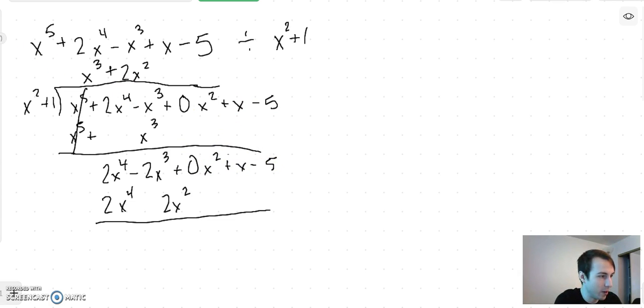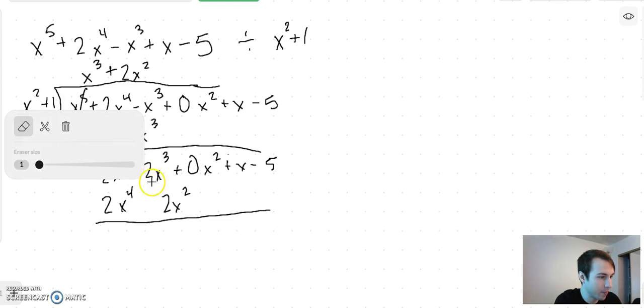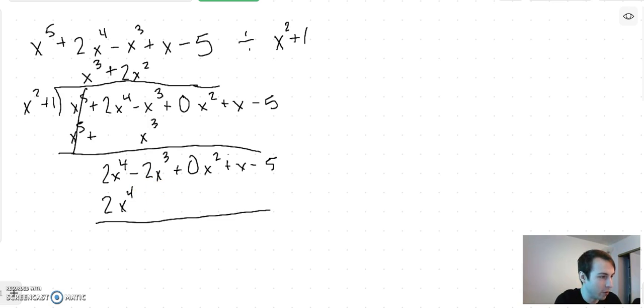So we'll move this 2x squared over to be down the line with this 0. So 2x squared. Okay, now these cancel. We've got negative 2x cubed. And then 0x squared minus 2x squared. So that's minus 2x squared. And then bring down our plus x minus 5. How many times does x squared plus 1 go into negative 2x cubed? Well, that's negative 2x, because negative 2x times this makes this term.